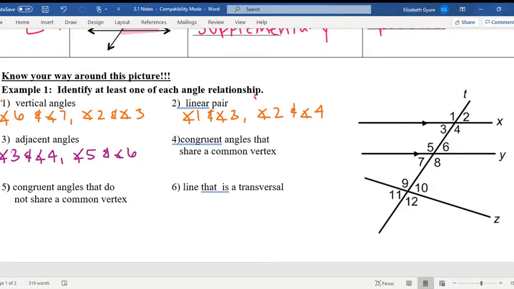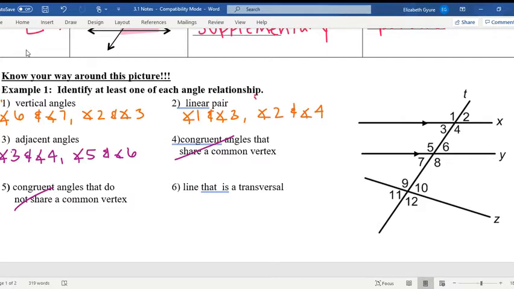Okay. Now we want to identify a pair of congruent, and actually we're going to skip 4. I don't like 4. 4 is stupid. We're going to move on. And we're going to skip 5. I don't like 5. 5 is stupid. Saving us time. But we are going to talk about 6.